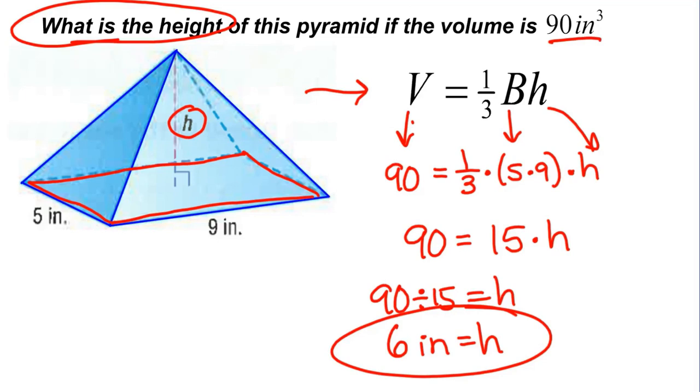So I can solve other types of problems using this formula as well. The height here is 6 inches for the pyramid. So finding the volume of a pyramid is only 1/3 the volume of the prism that it fits inside of, and we can also solve other types of problems using our volume formula.